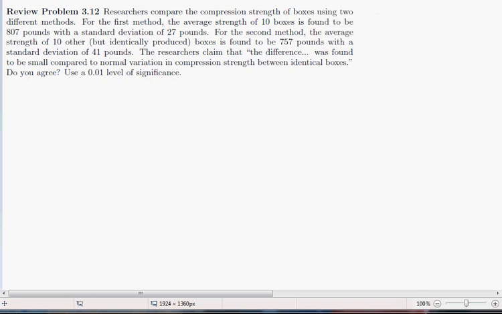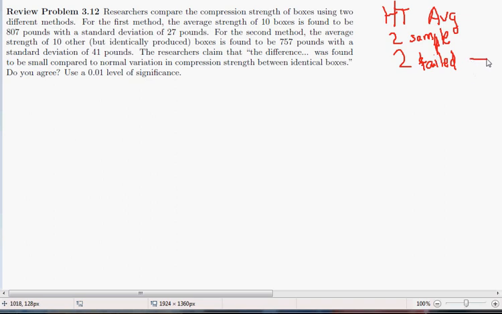So let's go through our checklist. This involves a hypothesis test. This involves an average. We're looking at the average compression strengths of the boxes. This is obviously a two-sample problem, looking at two different ways of measuring the compression strength. It is also a two-tailed problem, because we don't have a priori knowledge about which technique would give the higher measurement.